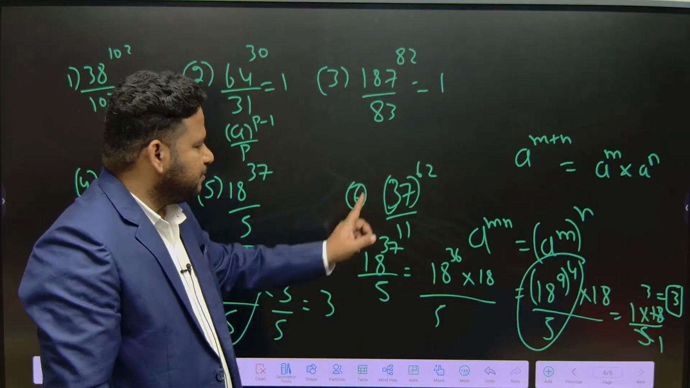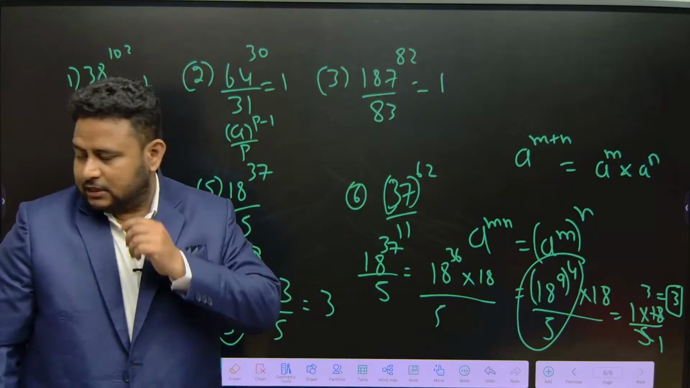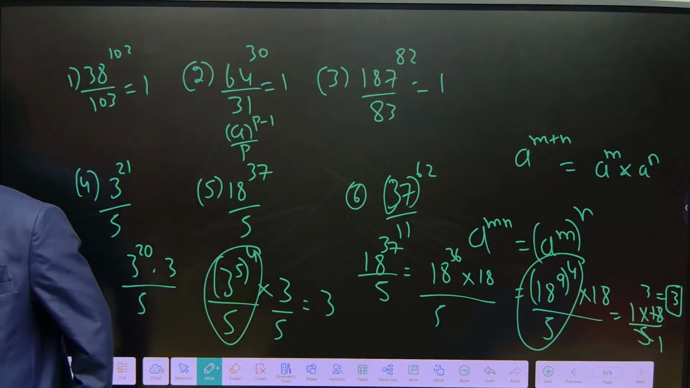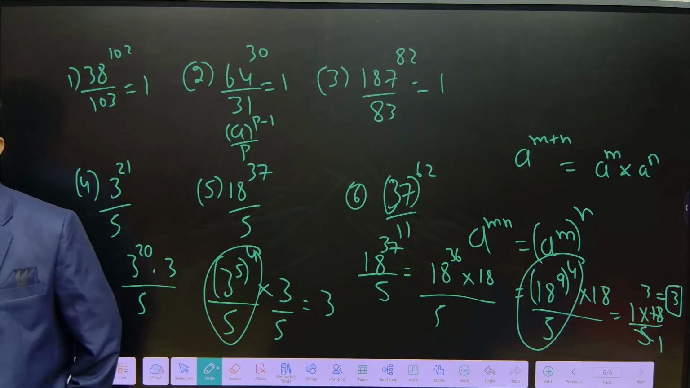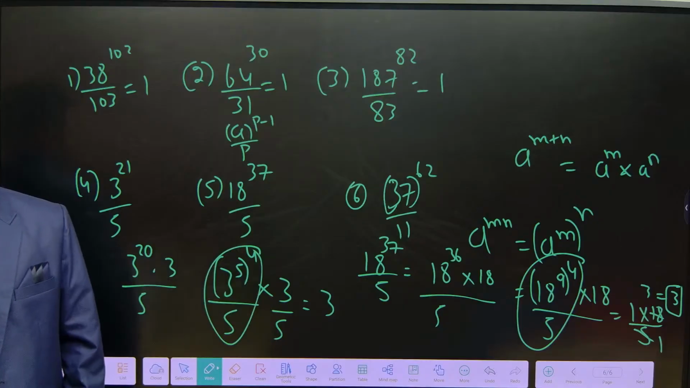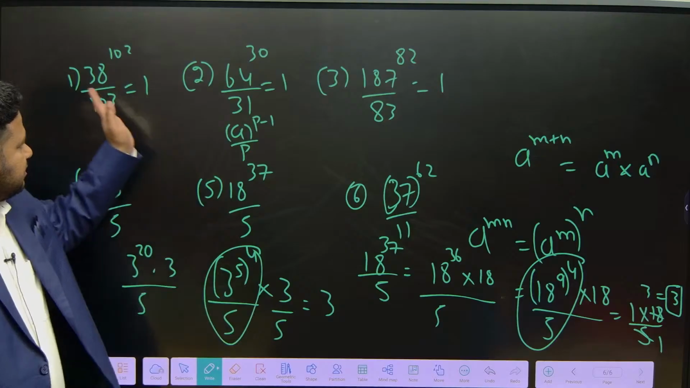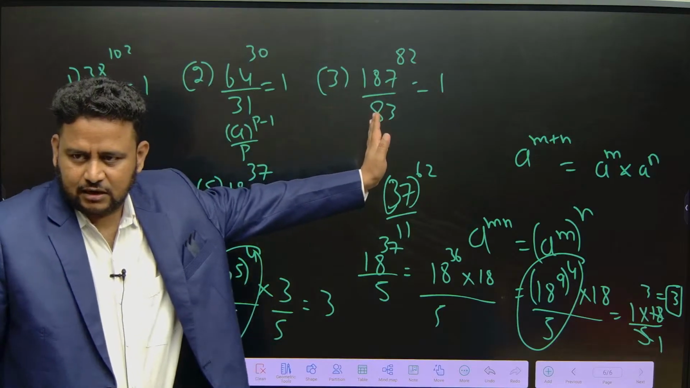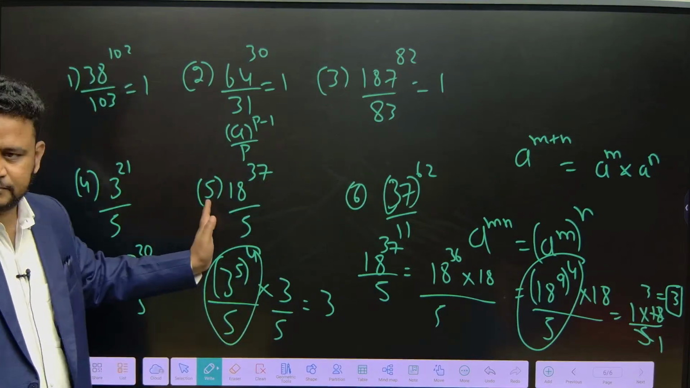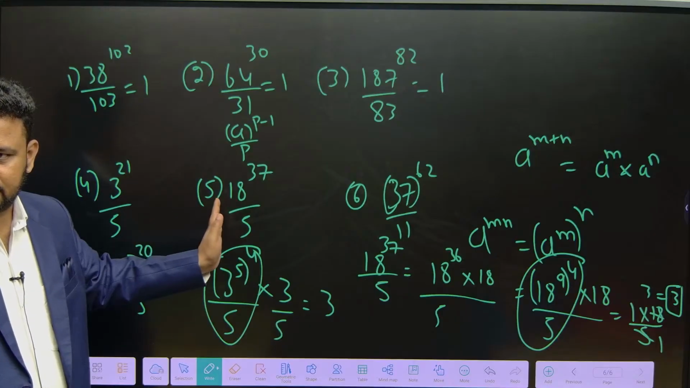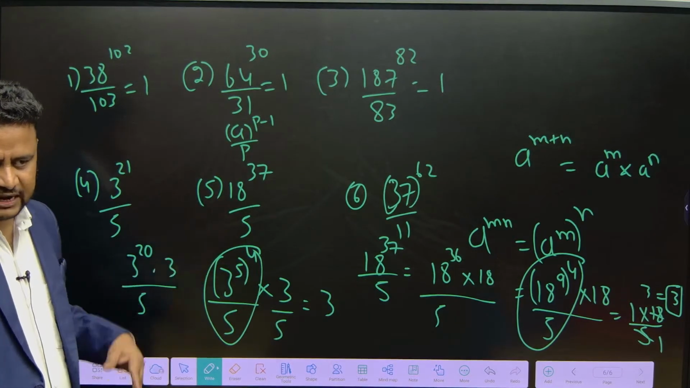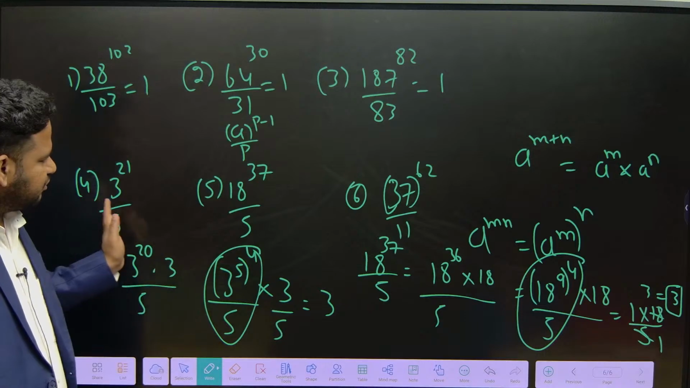37 to the power of 62 divided by 11. How to do this question? Think about it. Please copy this question and do it by yourself. Is it clear? First 3 questions, is it clear? What about the 4th and 5th? Not clear? Okay, please write down. I will explain again if you have doubt.